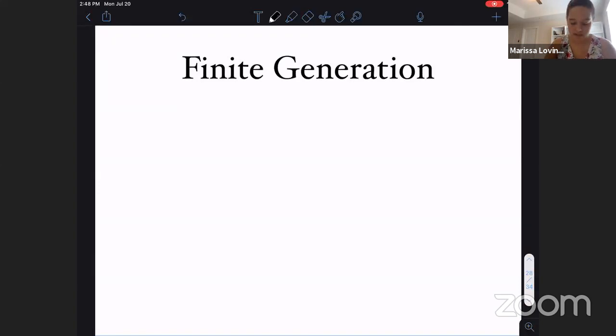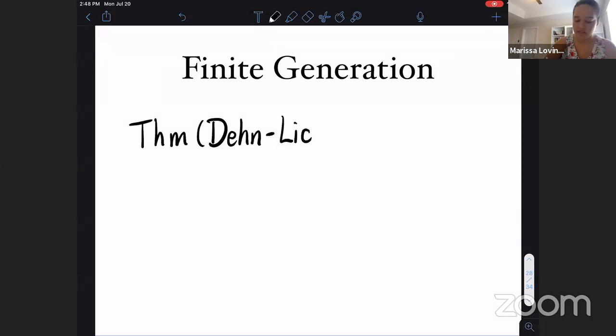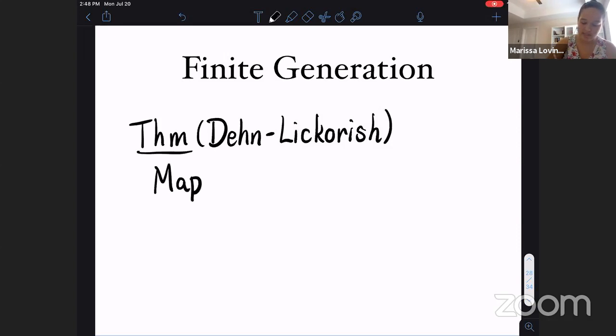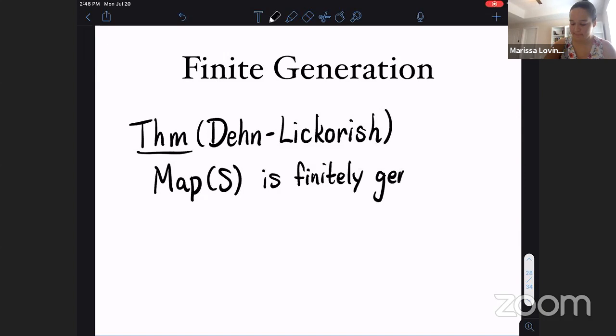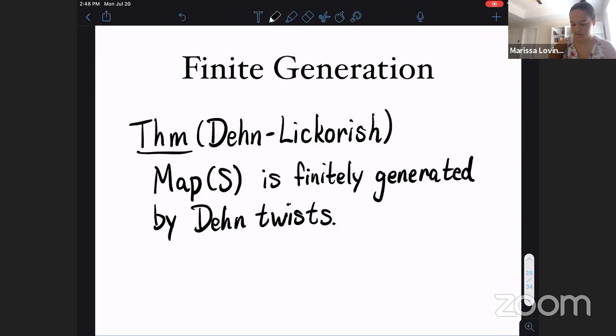Now I'm going to state, is this my first official theorem statement in a talk? I think maybe. This is a result of Dehn and Lickorish. They showed that, yes, indeed, the mapping class group is finitely generated, and it's generated by Dehn twists, which makes me happy. I very much like Dehn twists.